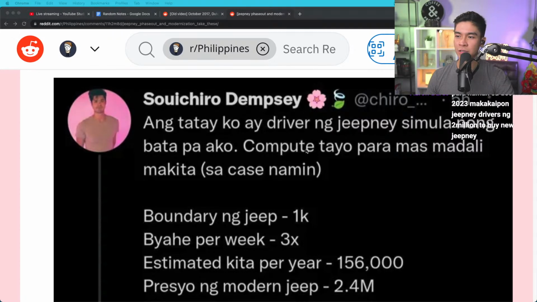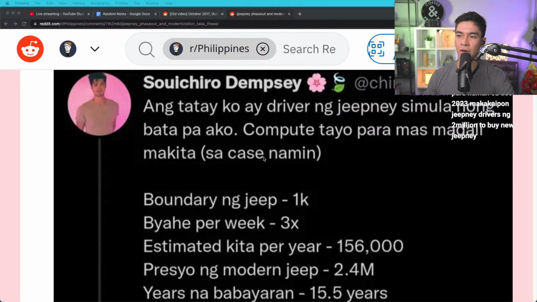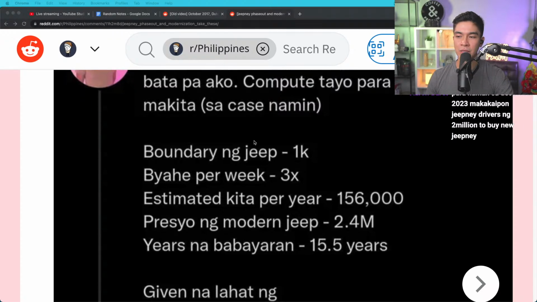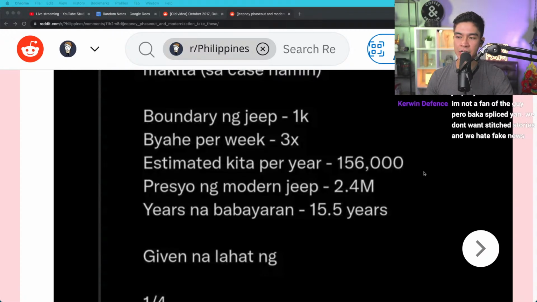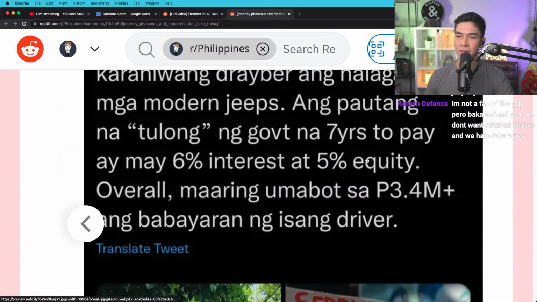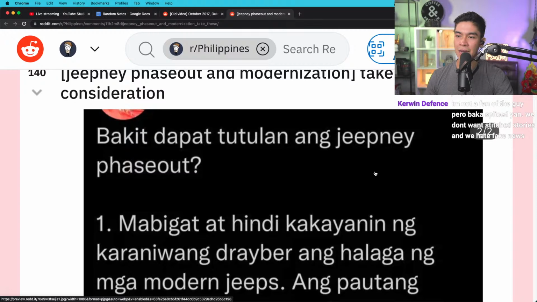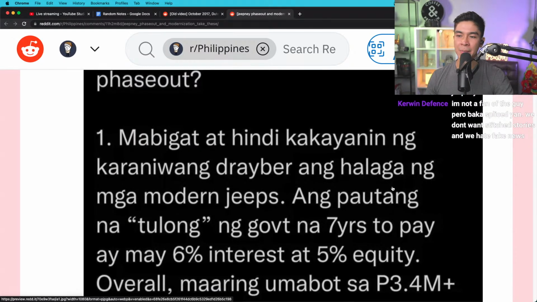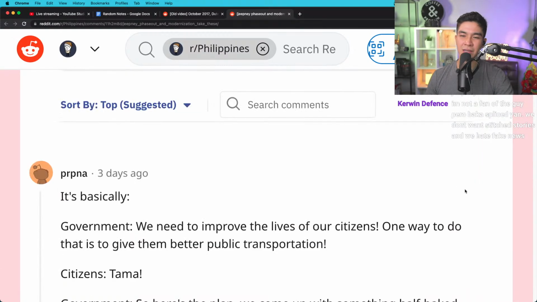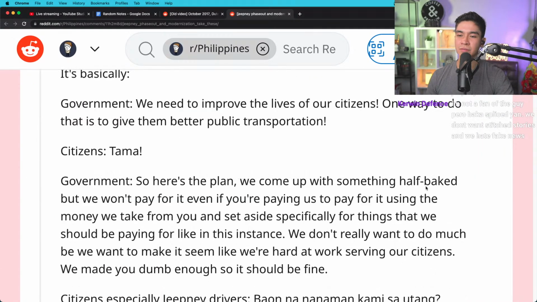Ang tatay ko ay jeepney driver. Simula noong bata pa ako. Compute tayo para mas madali makita sa case namin. Boundary ng jeep 1K, biyahe per week 3, estimated kita per year 156K. Presyo ng modern jeep 2.4M, years na babayaran 15.5 years. Given na lahat, bakit dapat tutulan ng jeepney phase out? Mabigat at hindi kakayanin ng karaniwang driver.